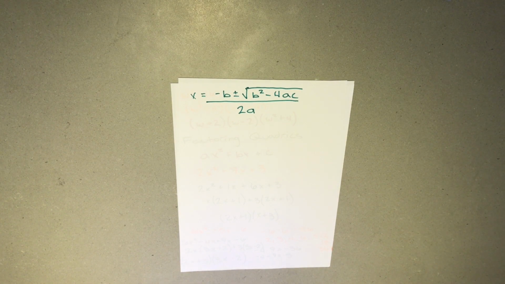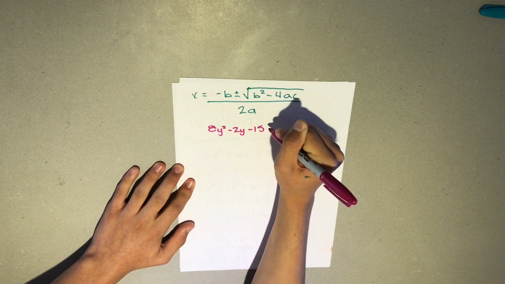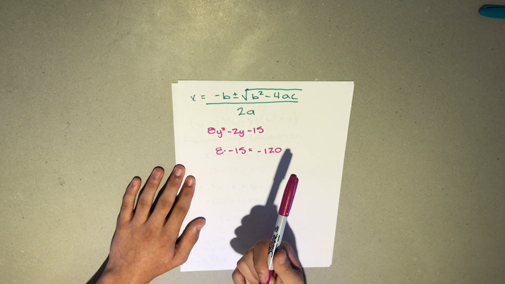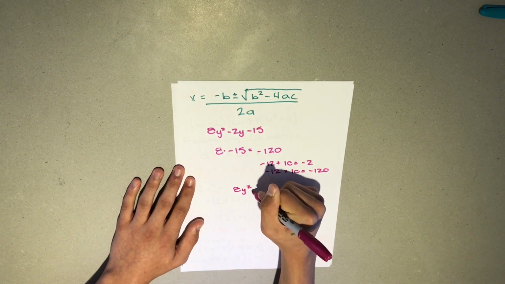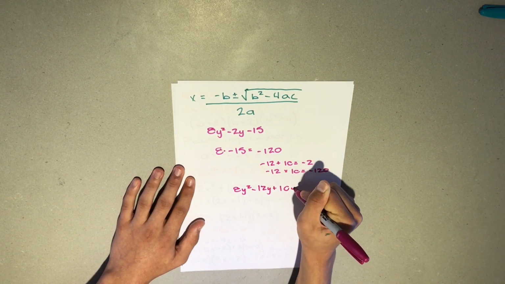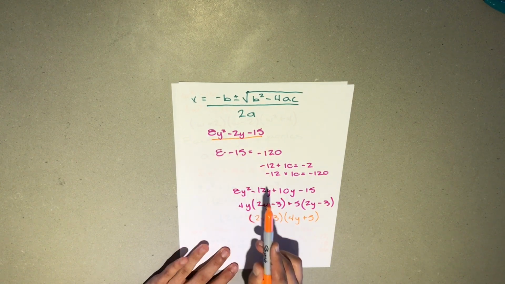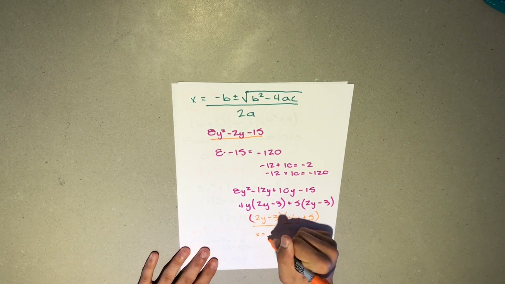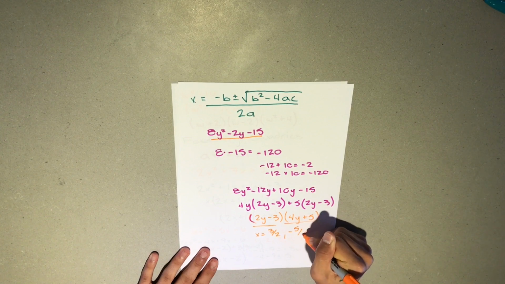The next example is going to be finding the factors of 8y squared minus 2y minus 15. B in this case is negative 2. So for ac, when b is negative 2, you can see the obvious factors are negative 12 and 10. 8y squared minus 12y plus 10y minus 15. So that is the factored form of this. So this would be equal to 0 when x equals 3 halves. And this would be equal to 0 when x equals negative 5 fourths.